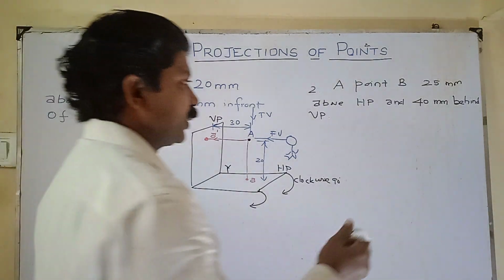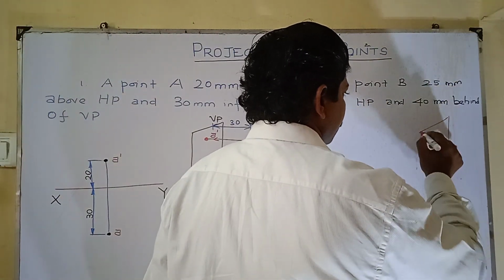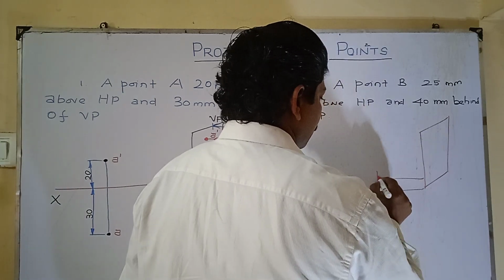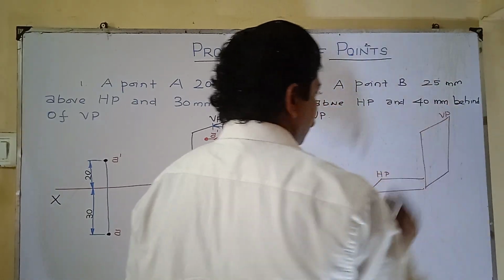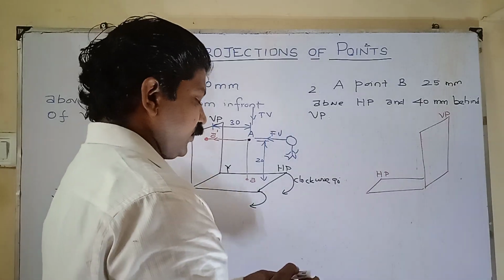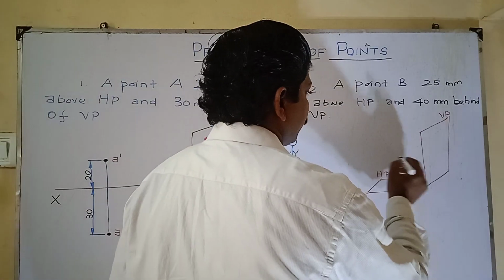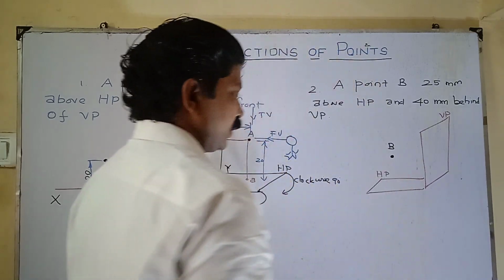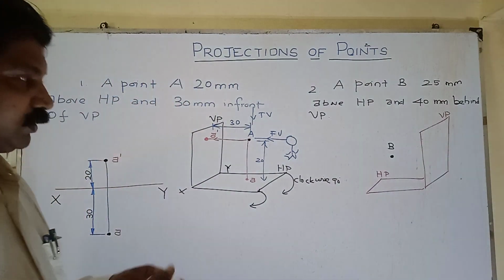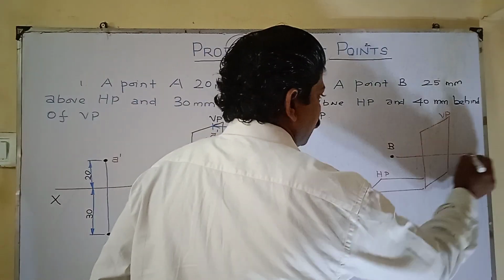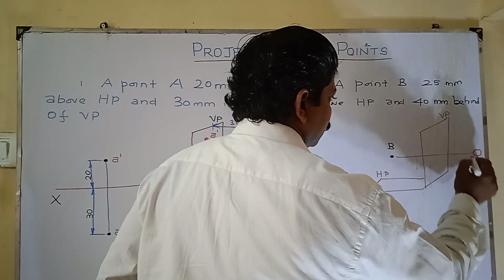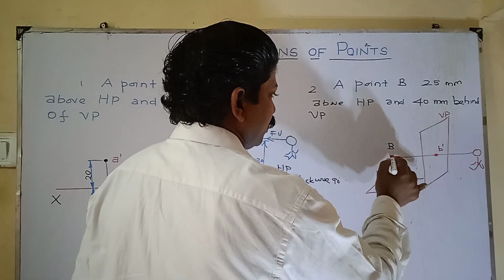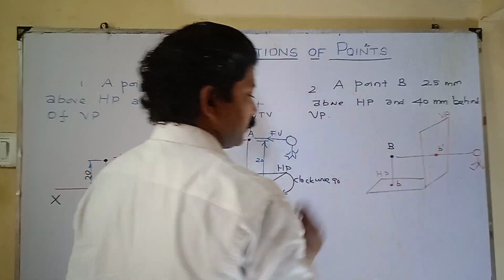So consider the second quadrant. Draw the second quadrant, horizontal plane, vertical plane. The point B is 25 mm above and 40 mm behind. Now the observer always stands on the right side of the object. So the front view on the vertical plane is a small letter with a dash, and the top view on the horizontal plane is a small letter.